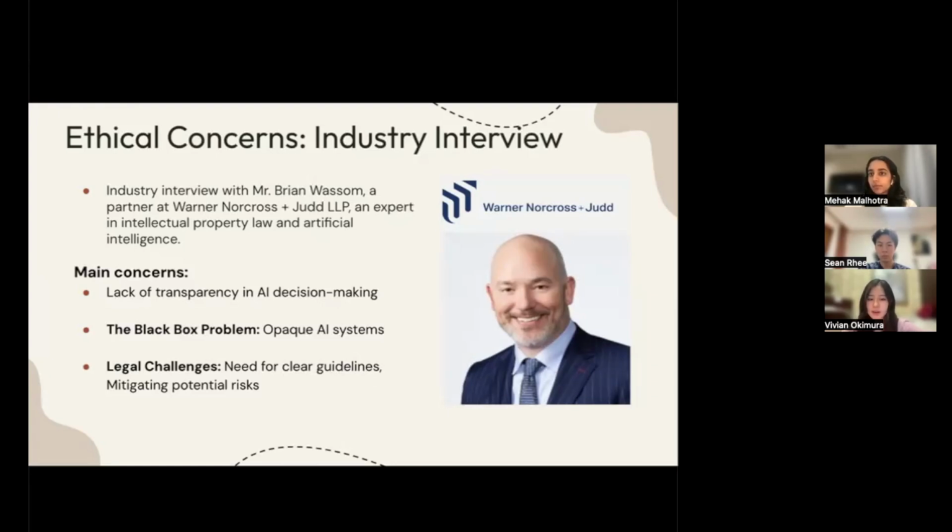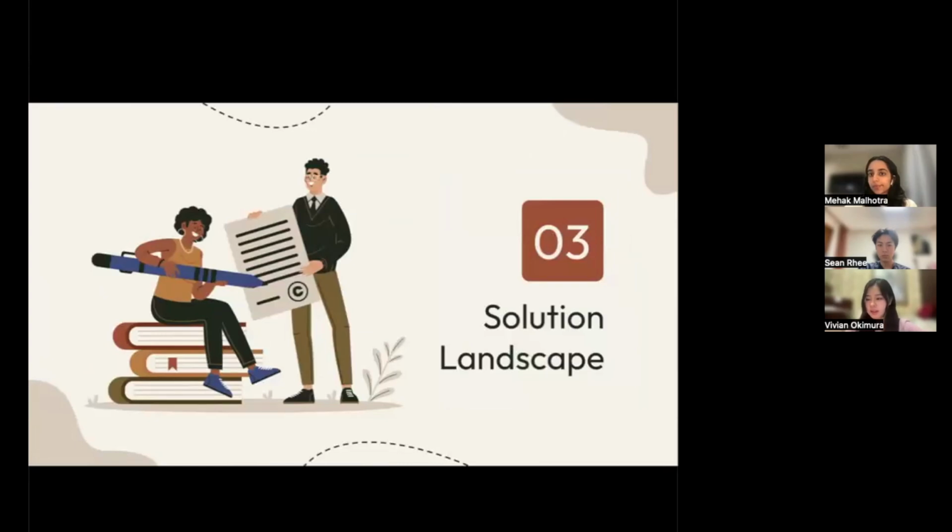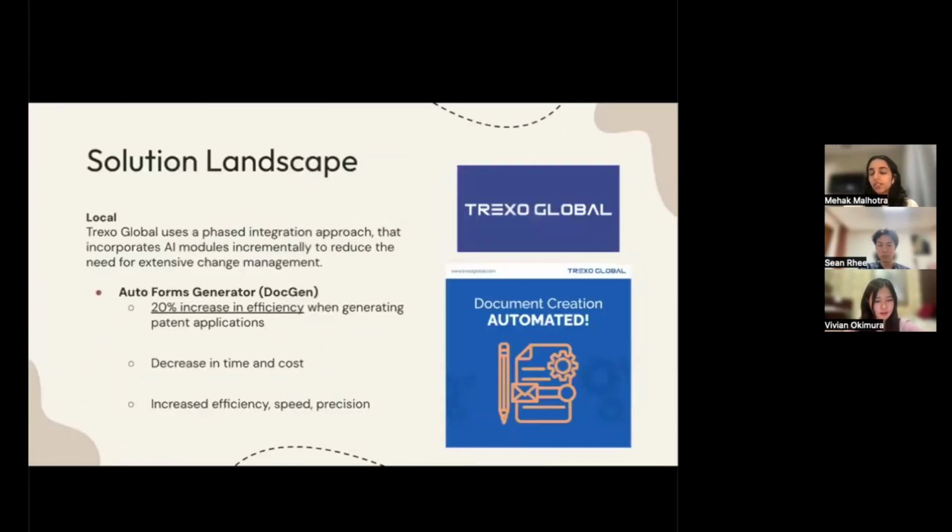Next, I'll pass it on to Mayhawk, who's going to go into talking about the solutions landscape. So one of the solutions we wanted to highlight is from Trexo Global, which uses a phased integration approach that incorporates AI modules incrementally to reduce the need for extensive change management. They recently implemented Auto Forms Generator, or DocGen, that automates the process of generating patent evaluations for intellectual property. They have seen a 20% increase in efficiency and a decrease in time, cost, and resources to complete manual work.